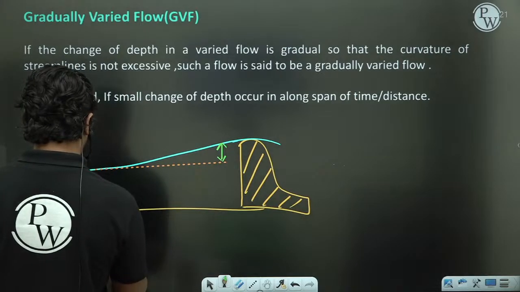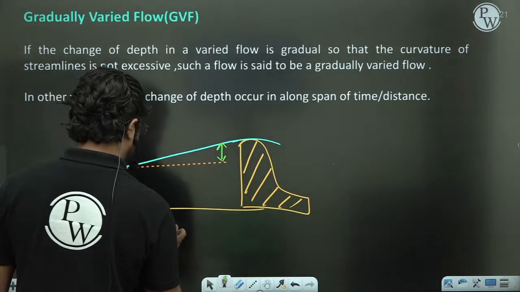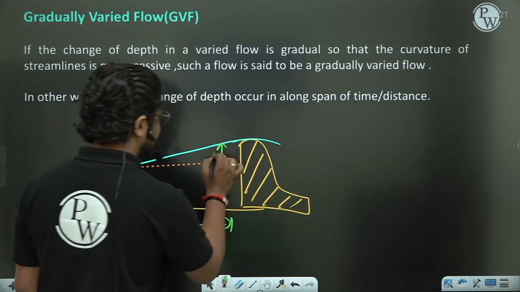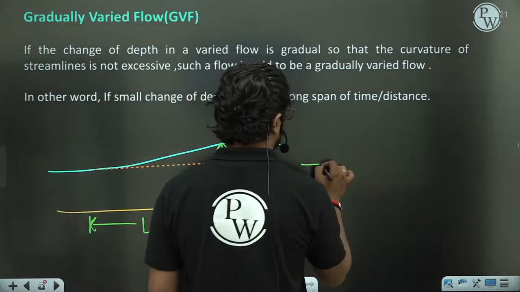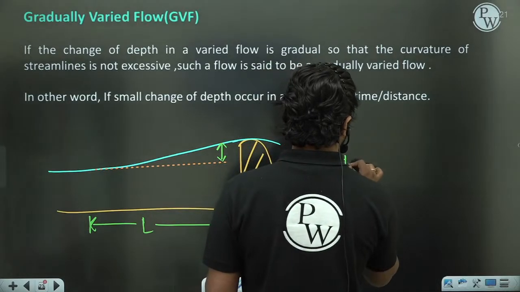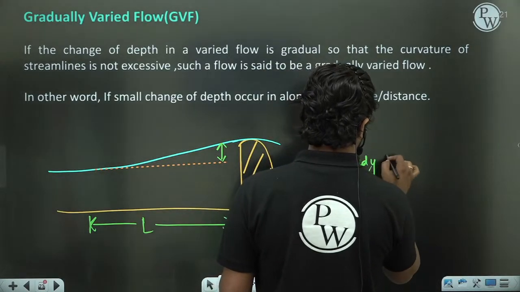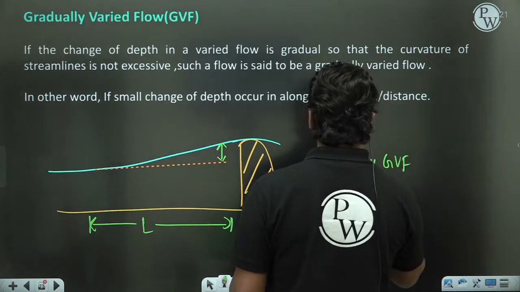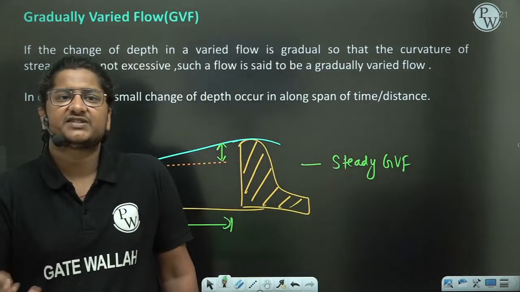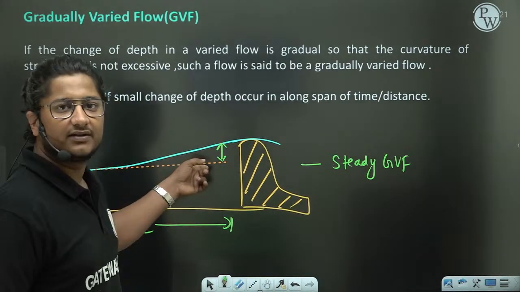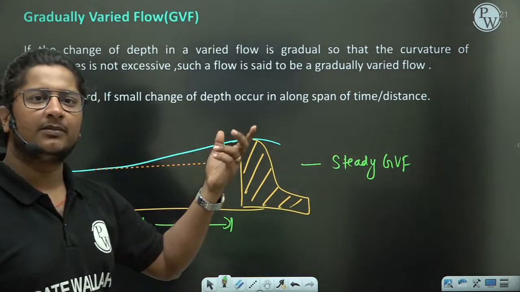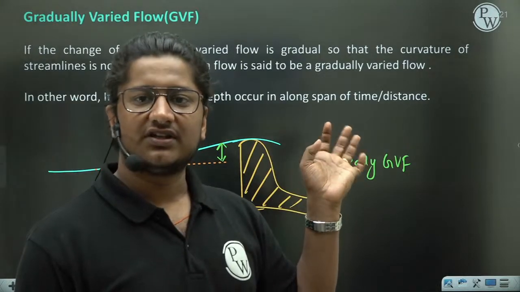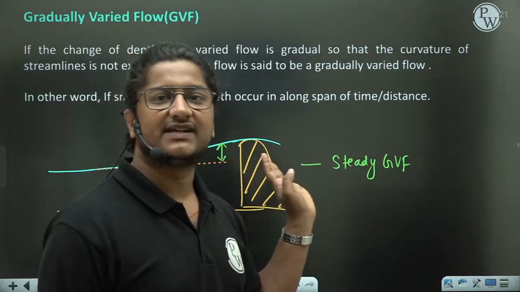So in a long span of distance L, small change in depth occurs. This type of change we call non-uniform flow. So it's an example of steady GVF. Why are we calling it steady GVF? Because with respect to time, this change is constant. Right now, whatever change you find, at a different time you will come, again you will find the same change. So that's something we are calling steady GVF.